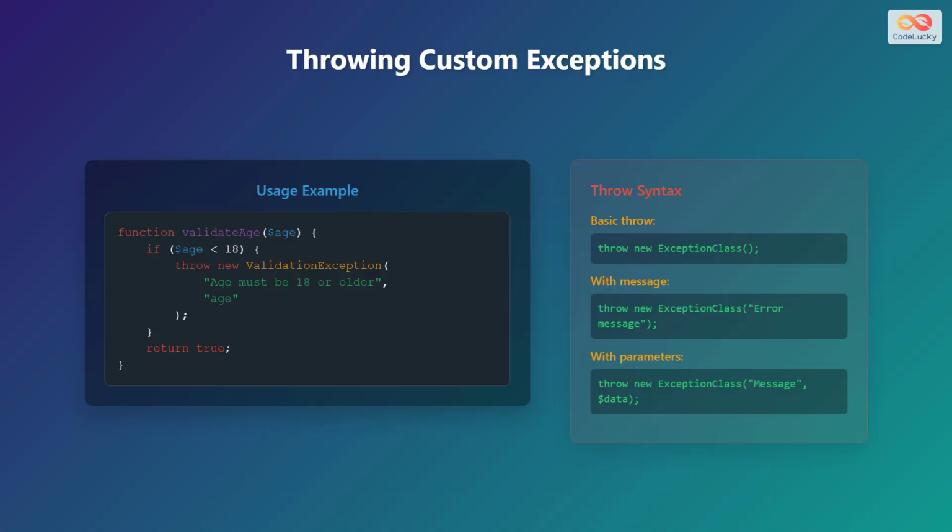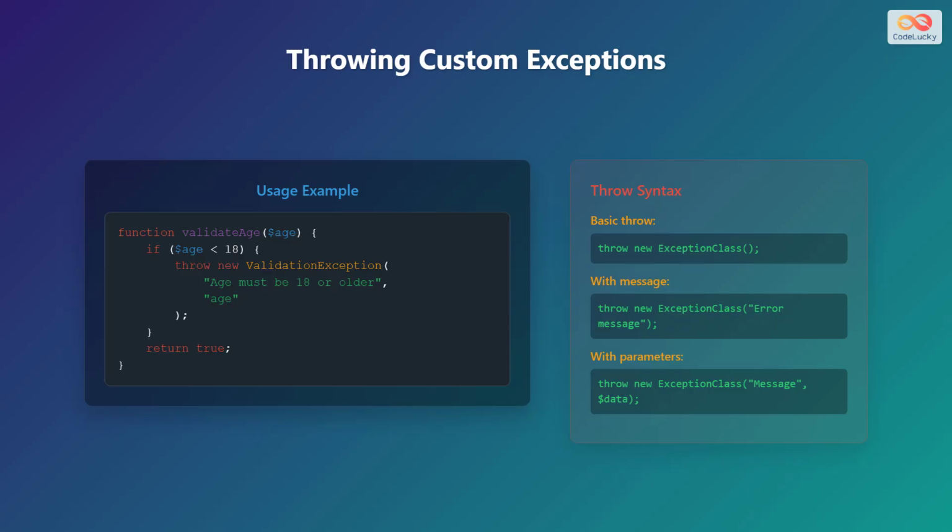Now let's examine how to throw custom exceptions in PHP. Here's an example of how to use the ValidationException class. The validateAge function takes an age as an argument. If the age is less than 18, it throws a new ValidationException with a message indicating that the age must be 18 or older, and specifies that the age field is the cause of the exception. If the age is valid, the function returns true.